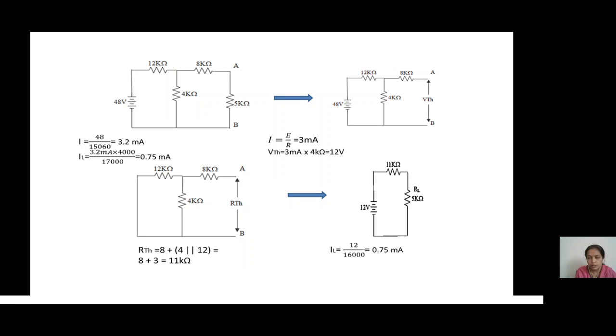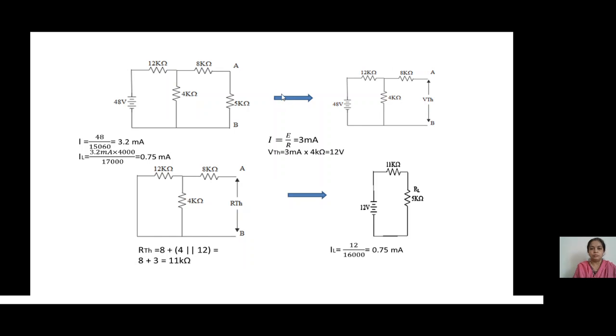Now we will see how exactly we can Thevenize numerically by solving a network problem. Here we have shown a network. The source has a voltage of 48 volts, with three resistances R1, R2, R3 of 12 kilo ohm, 4 kilo ohm and 8 kilo ohm, and a load resistance equal to 5 kilo ohm.